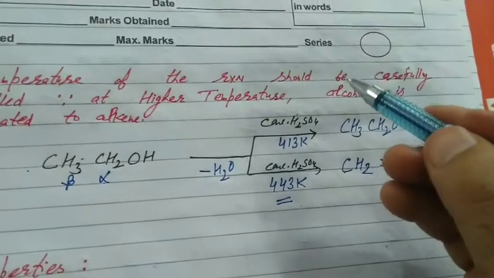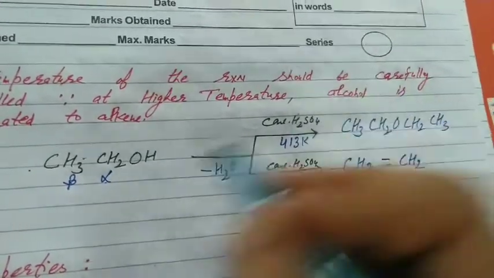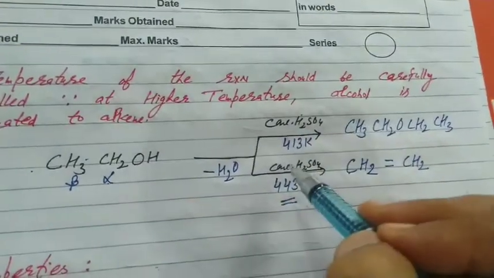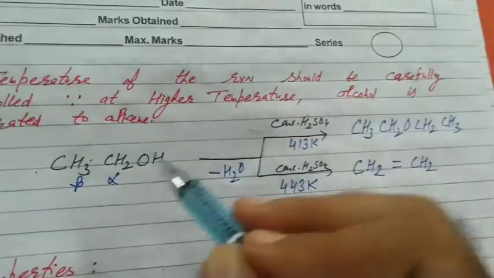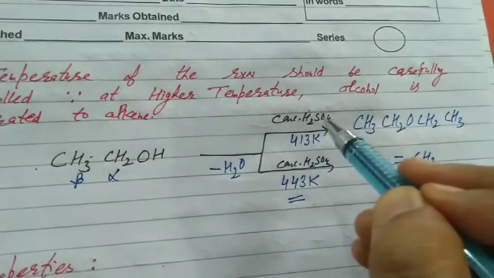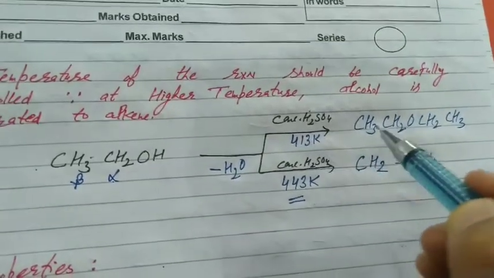That's already mentioned. Temperature should be carefully controlled. Complete the reaction: alcohol, concentrated H2SO4, 443 Kelvin. The product is alkene. Complete the reaction: alcohol, concentrated H2SO4, 413. Students, the product is ether.